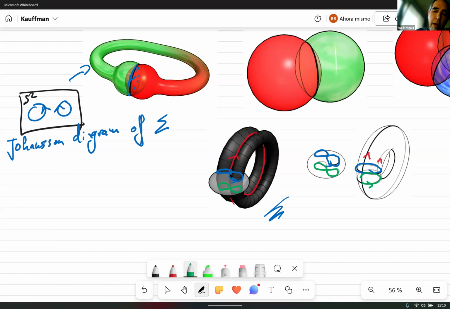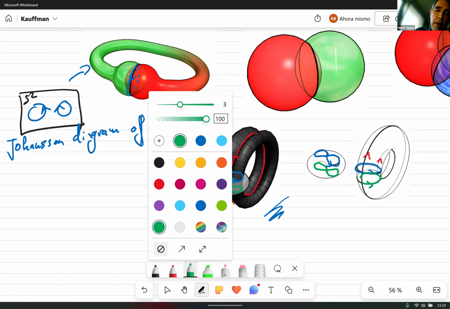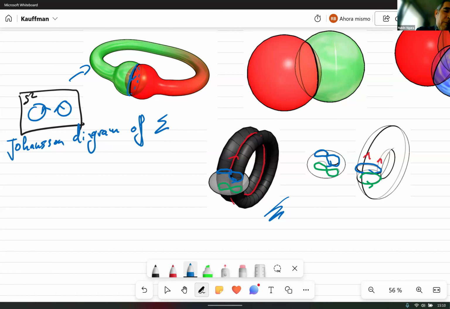The Johansson diagram is also called in some papers, for example, by Carter and collaborators, what is called the double-decker set. Double and triple.